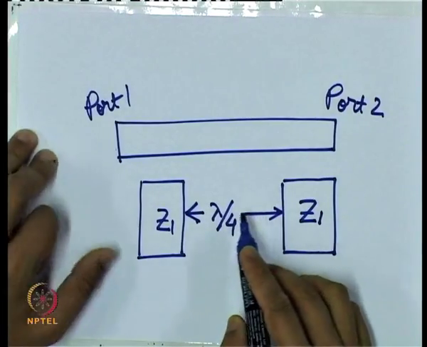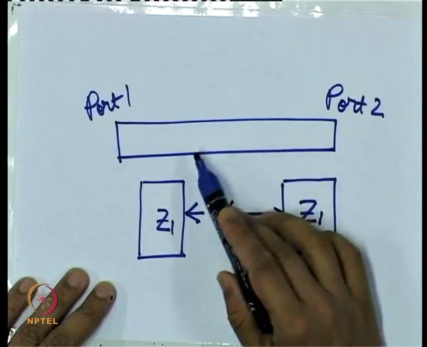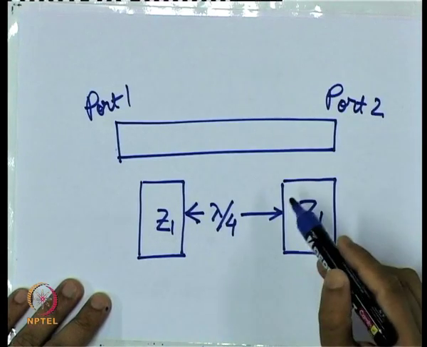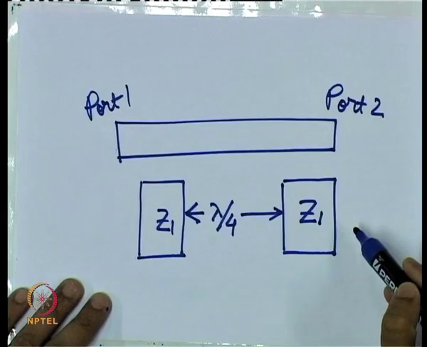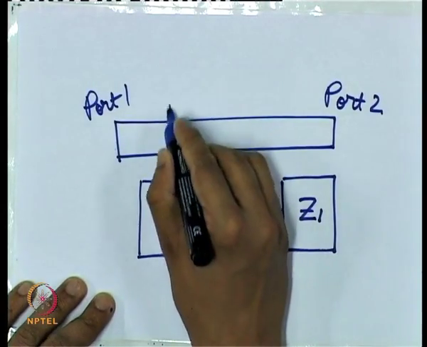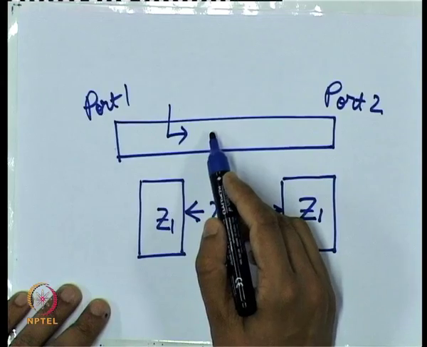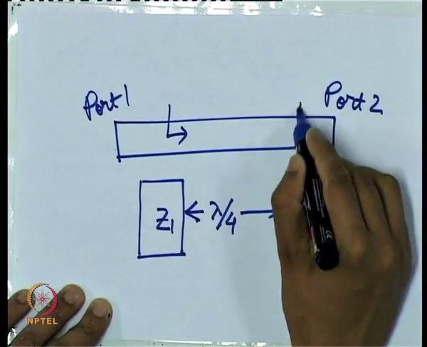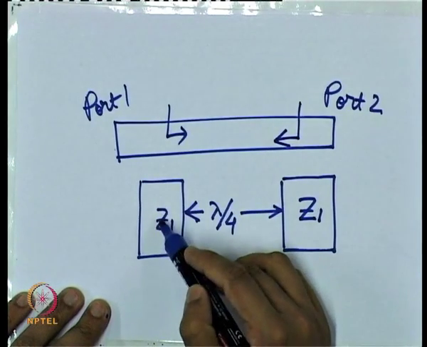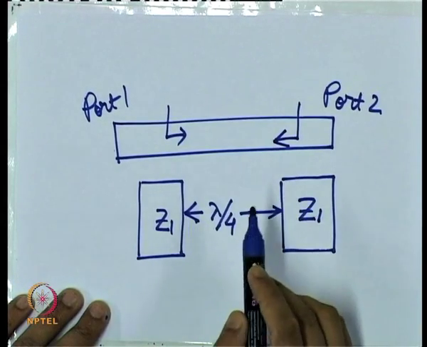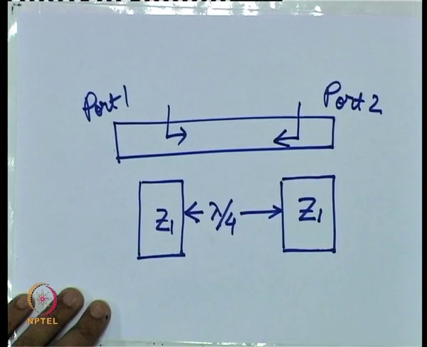Since lambda by 4 implies a quarter wave transformer, and a quarter wave transformer can invert the impedance connected to the other end, from this point, even though this is a series resonator in shunt, it actually appears as a shunt resonator in series. Similarly, from this point, this resonator, even though a series resonator in shunt, will appear as a shunt resonator in series. So this is the way to implement a band stop filter using our series resonators.